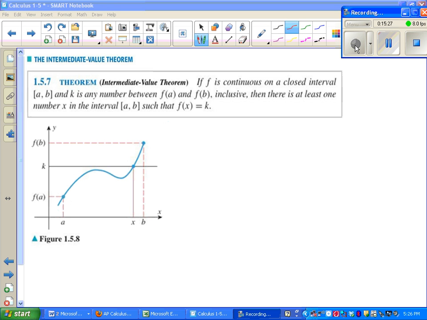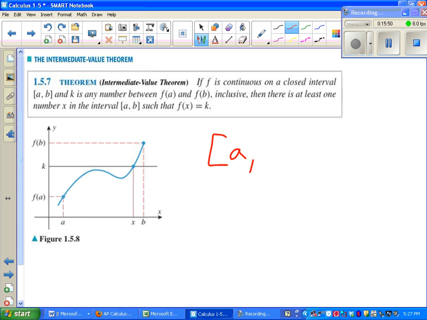Alert, alert, alert. This is probably the second most important thing from this lesson. Knowing what continuous means being the first most important, this is a close second on things you have to know, things that often show up on an AP test, things that will probably show up on my test. It's called the intermediate value theorem. It says if a function is continuous on a closed interval, in this picture's case, the interval is a to b, and then k is any number between f of a and f of b. Notice f of a and f of b are y values.